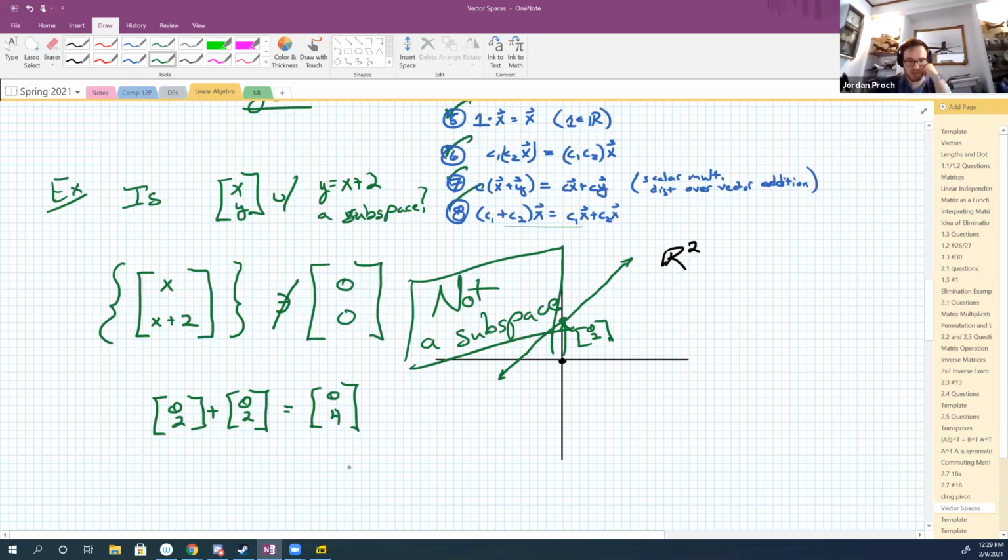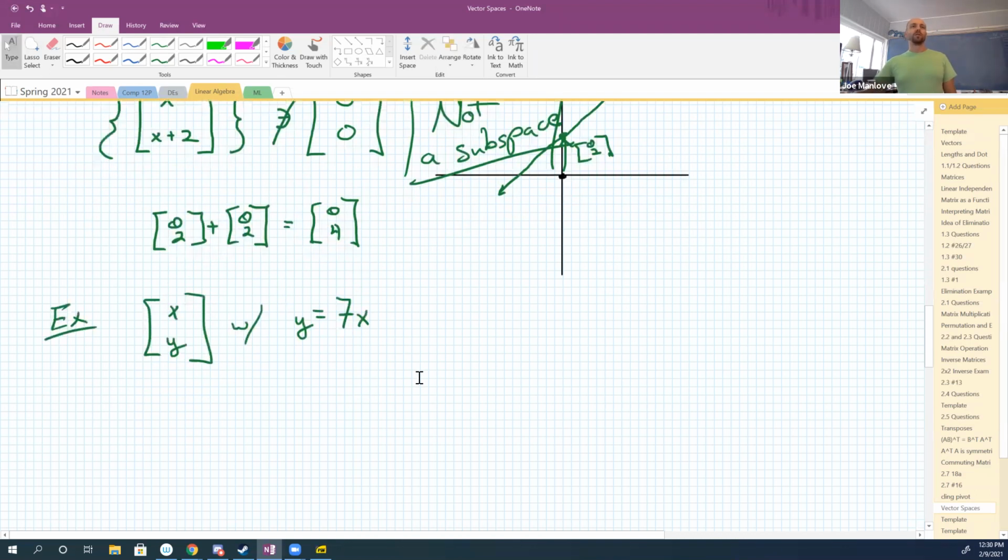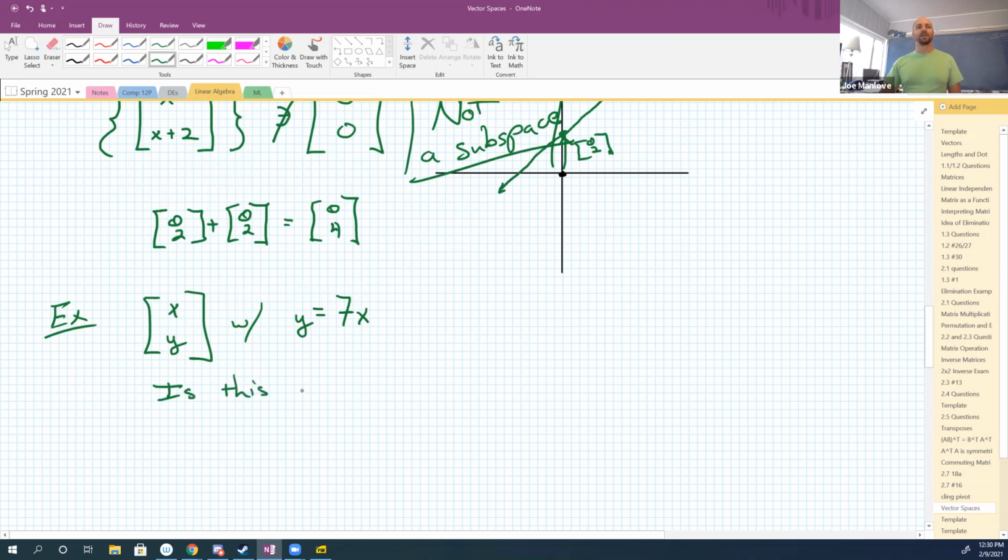Could we do an example that is slightly more complicated than R3 that is a subspace? Yeah, absolutely. So let's consider x's and y's with y equals 7x. I'm asking the question, is this a subspace? And the this to which I'm referring, in full generality, is the set of x's and y's with this as a subset of R2. Because it's in R2 and because R2 is a vector space, I can get away without checking all 8 things. I just need to check the 2 subspace things.